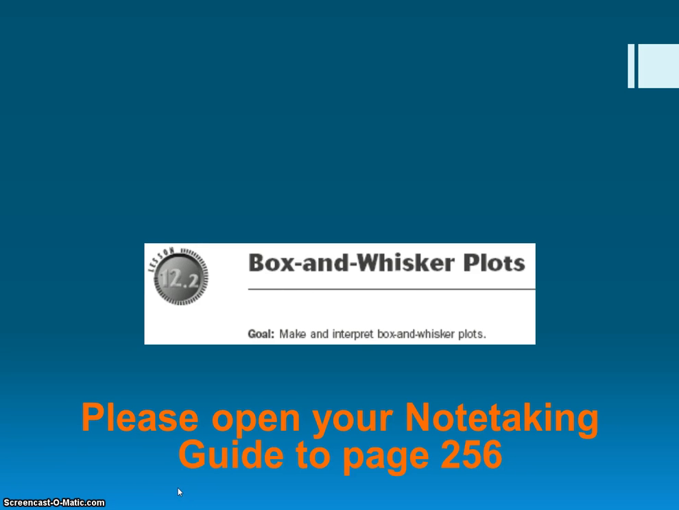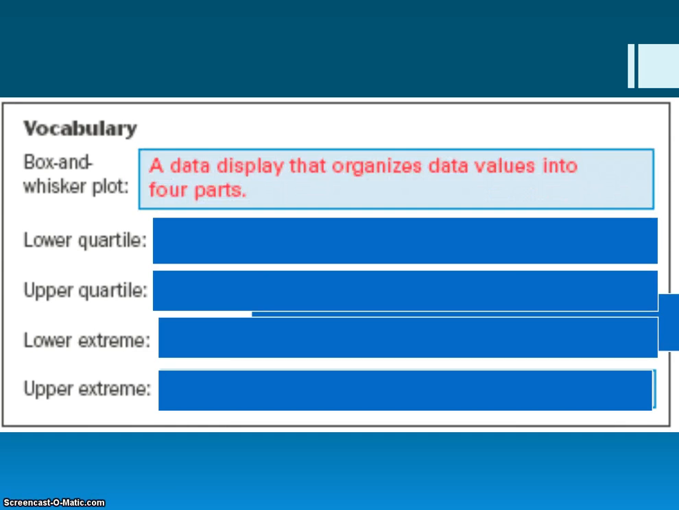Lesson 12.2, Box and Whisker Plots. A box and whisker plot is a data display that organizes data values into 4 parts.